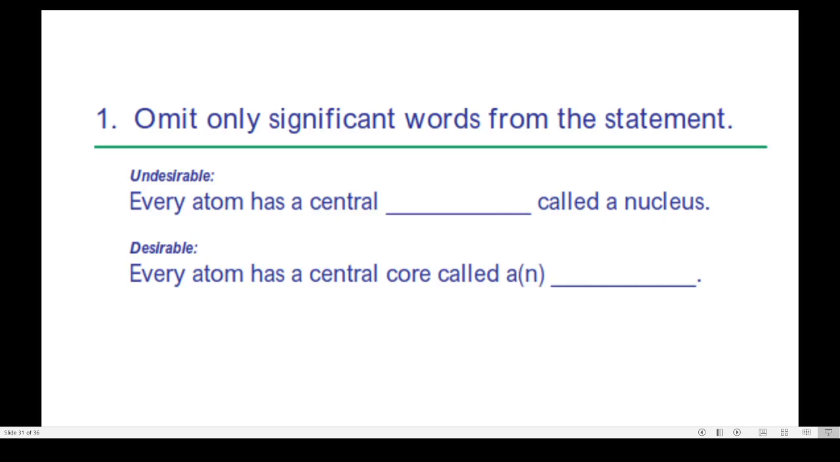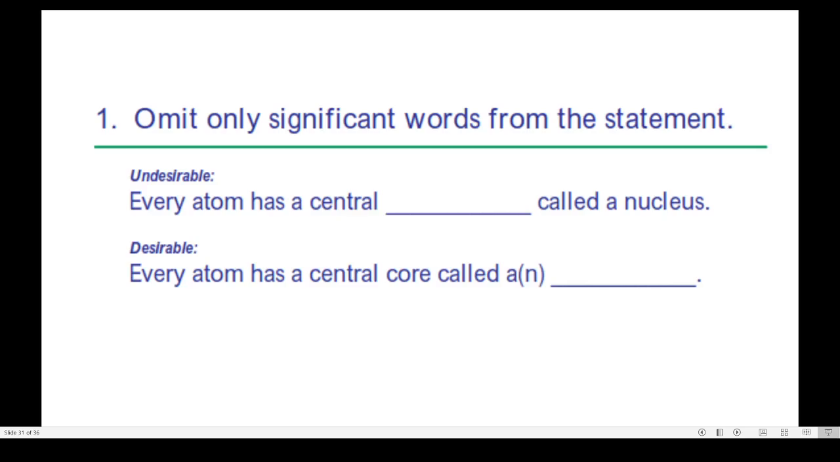So this is an example of an undesirable test item. Every atom has a central blank called a nucleus. Central what? Central particle? When we say omit only significant words, when you're writing a completion or short answer test item, don't take a word that is not given much attention.